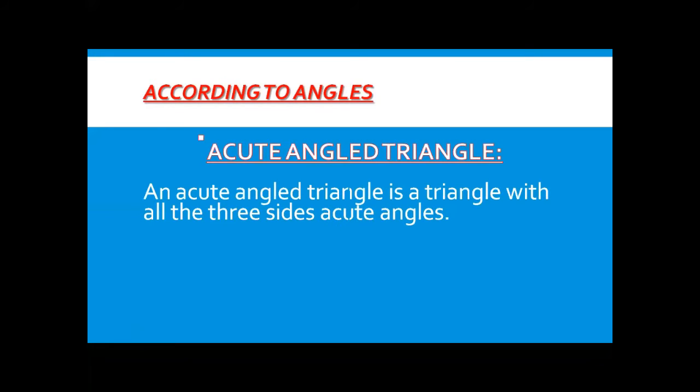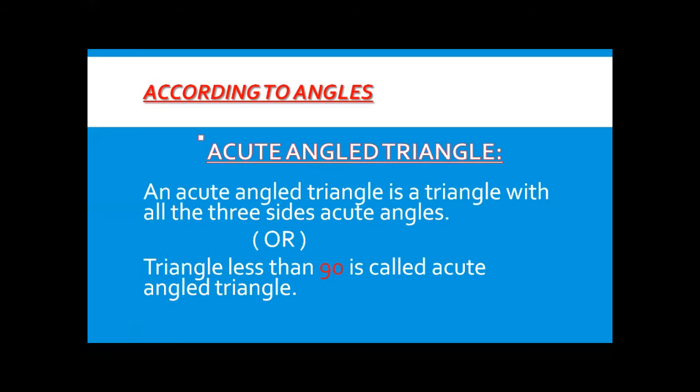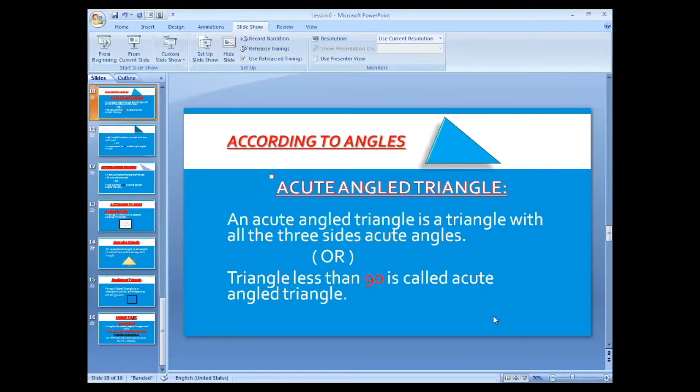According to angle, our first type is acute angle triangle. So what is acute angle triangle? An acute angle triangle is a triangle with all three angles acute. Or in simple words, we say that a triangle with angles less than 90 degrees is called acute angle triangle.